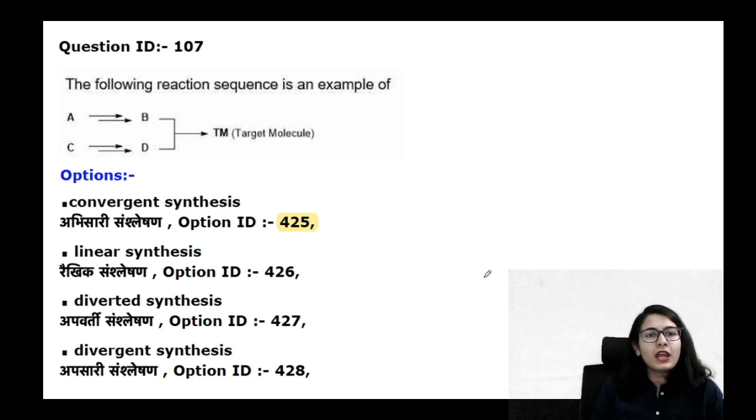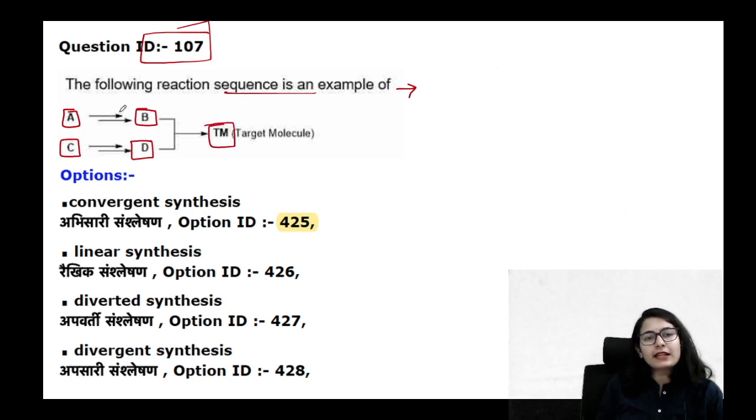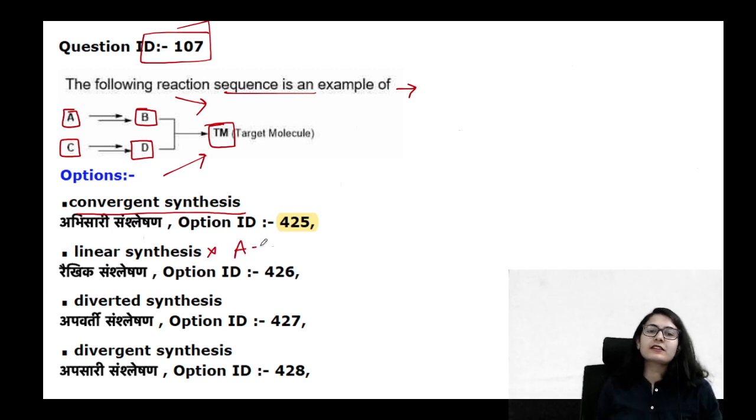Okay. Moving onward, 107. The following reaction sequence is an example of... So it's a very direct question, guys. Very simple question. We are getting B from A from some source. We are getting D from C from some source. And we are combining B and D to make a target molecule. So both of these are converging to the target molecule. So we call it convergent synthesis, isn't it? It's not a linear synthesis.